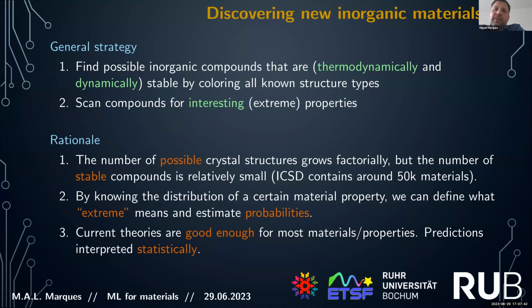So we will be able to say we can find a material that has, say, a band gap between 3 and 4 electron volts with a probability of 1% or 2 or 3. We can only know these probabilities if we know the distributions, and we only know the distributions if we study a large selection of materials.